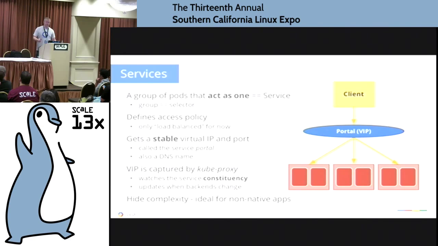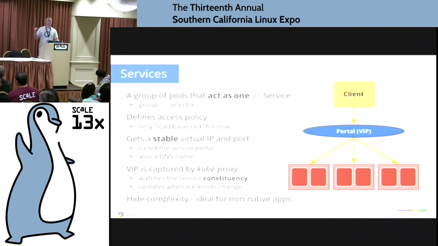So a service. This is maybe the most complicated concept in Kubernetes, and I hope it's not that complicated. It's a group of pods that work together, that act together. So we define an access policy to this set. Right now, the only policy we support is load balance, but we've been hypothesizing about master election and read-write sharding and those sorts of things.